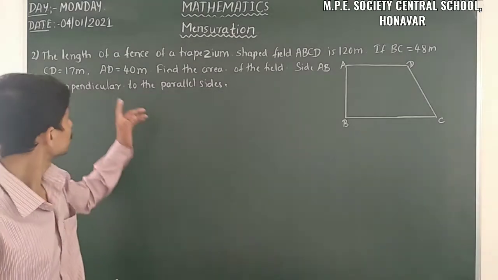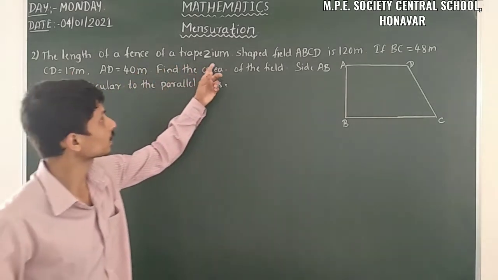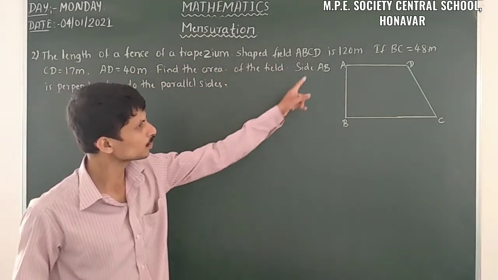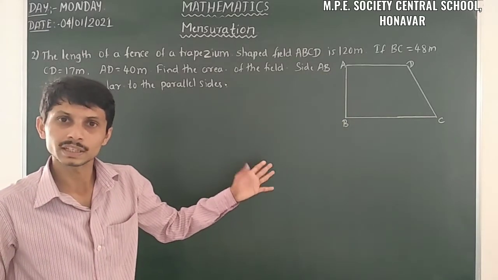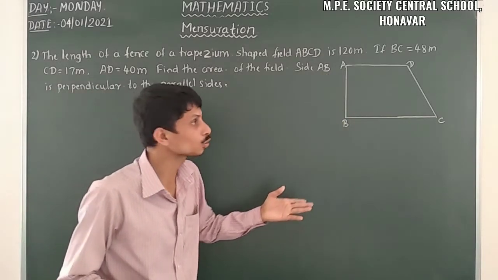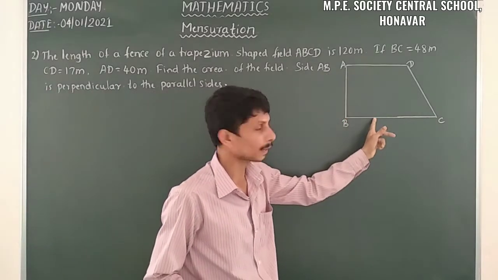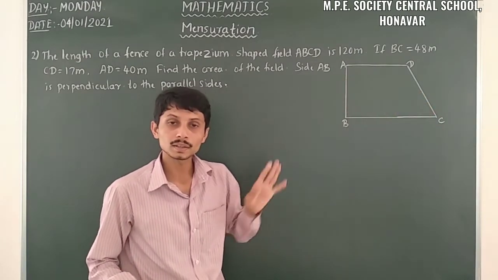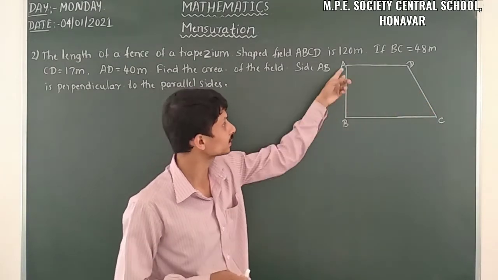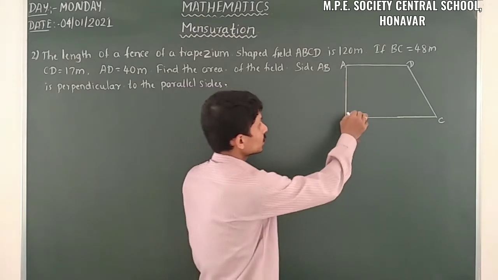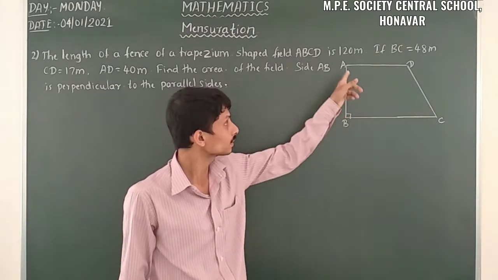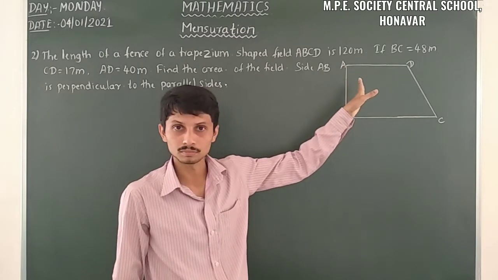So here just observe. The length of the fence of the trapezium-shaped field ABCD is 120 meter. Here just observe whether it's a trapezium. Yes, obviously, because these two are the parallel sides and these two are the non-parallel sides here. But one thing is confirmed, that this side AB is perpendicular. So you just observe, this is a perpendicular. So that's why this AB is the height of the trapezium.